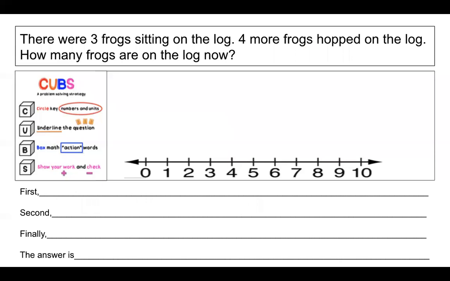What does the letter C stand for in CUBS? Yes, C stands for circle the key numbers and units. What numbers do you see and hear as we read the problem? There were 3 frogs sitting on the log. 4 more frogs hopped on the log. How many frogs are on the log now? Correct. 3 and 4. We will circle the numbers 3 and 4 with a red crayon. Just like it is in our poster, you circle the numbers or the units in red.